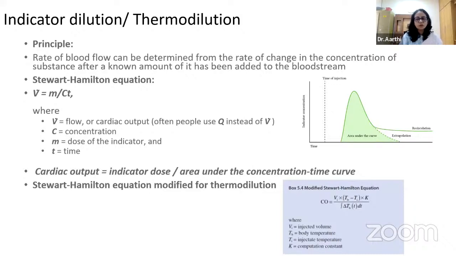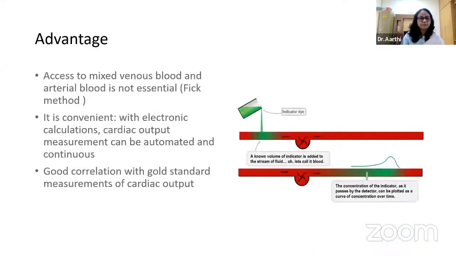So moreover, it's almost a similar formula, slightly modified, in thermodilution measurement. When an indicator dye is introduced into the system, a known volume of indicator is added to the bloodstream. And then at the distal end, the concentration of the indicator is plotted against time, and the area under the concentration curve, with the known concentration, lets one derive the cardiac output.